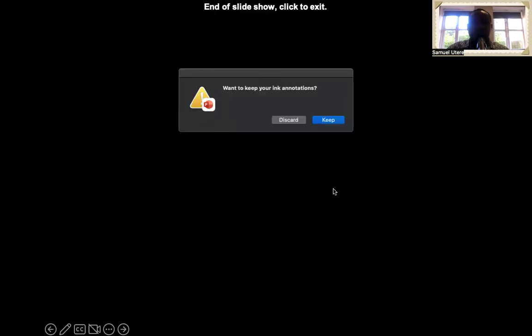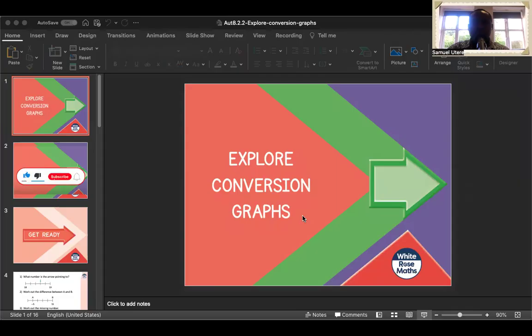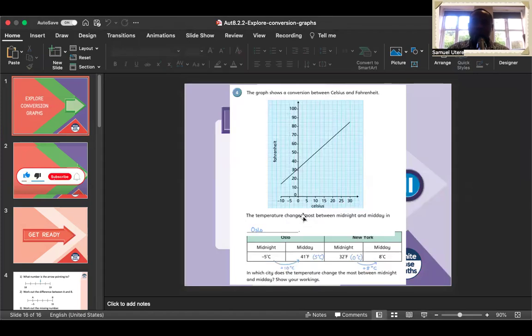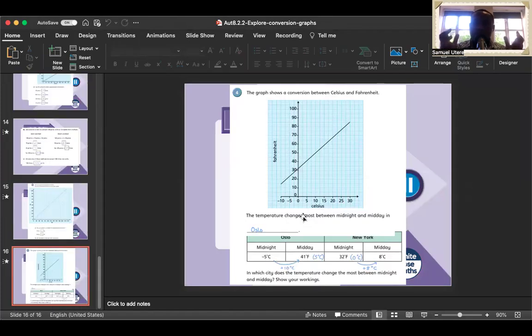And that brings us to the end of our lesson. So in this lesson, you have learned to explore conversion graphs using the same techniques that you have learned earlier on with ratios, which is once you know the relationship between the quantities, you can scale the quantities up or down, just the same as you did with direct proportion.